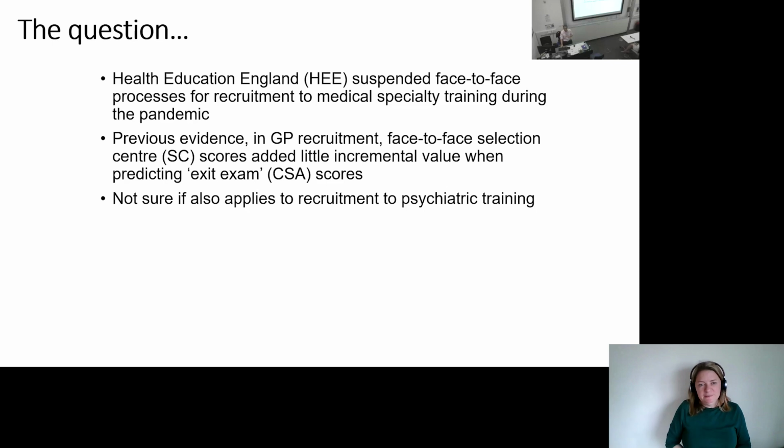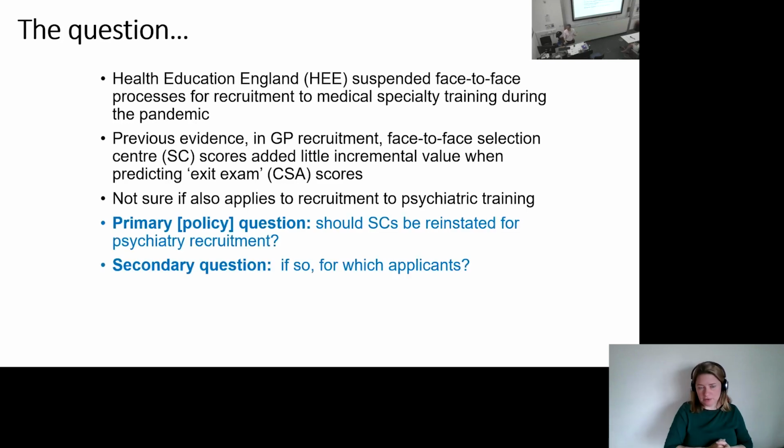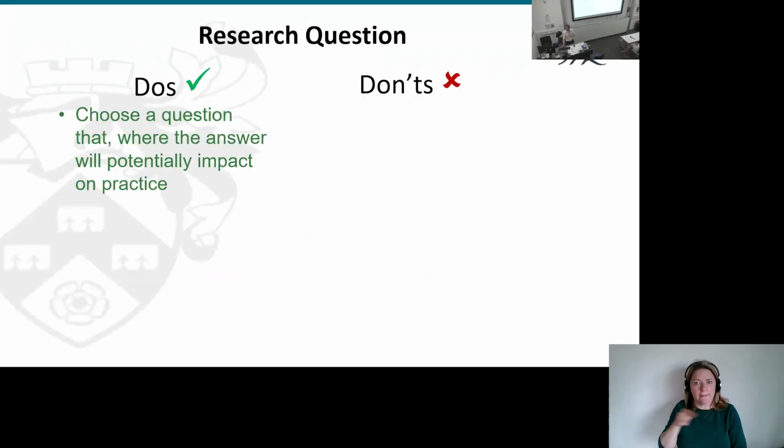And they did pay a bit of consultancy money to work psychology group, and a little went to me. So they wanted to know, is it worth putting them back in? So that was the primary question. And the secondary question was, if we put them back in, who should we use them for? So when you think about a question, it has to be the right question. So first of all, you have to ask a question that if you answer it, it's likely to impact policy one way or the other.